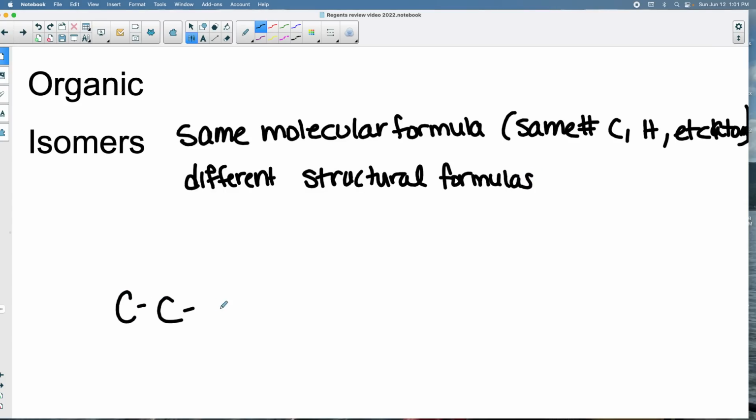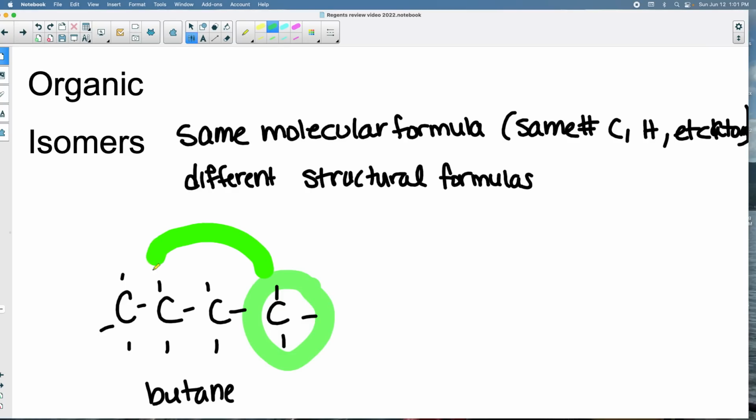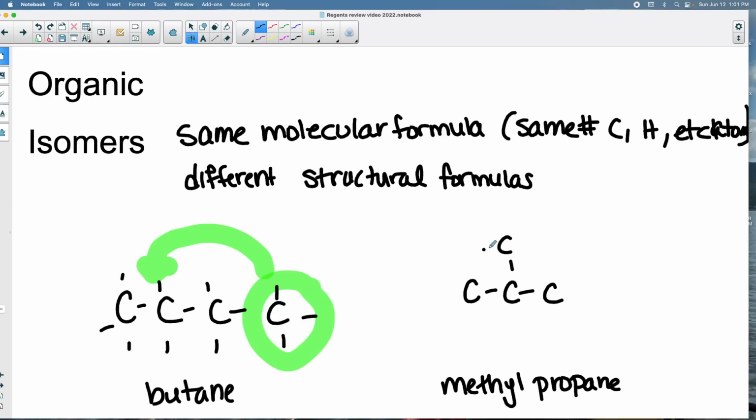So for example, once you get to 4 carbons in the alkanes, this would be butane. And if we take one of the carbons and pop it into the middle there, we can make methylpropane, which is an isomer. They each have C4H10 as their molecular formulas, but they are put together differently, so they have different structures.